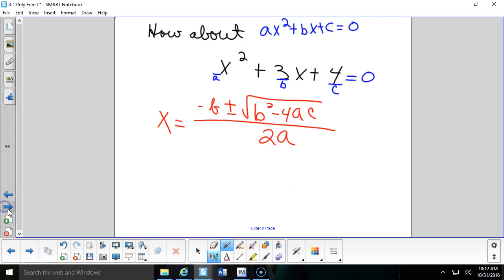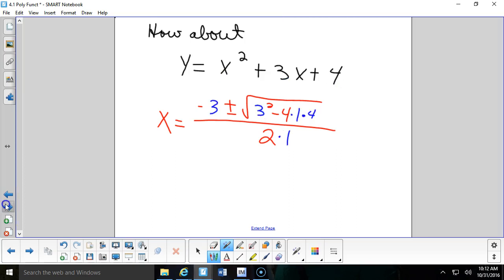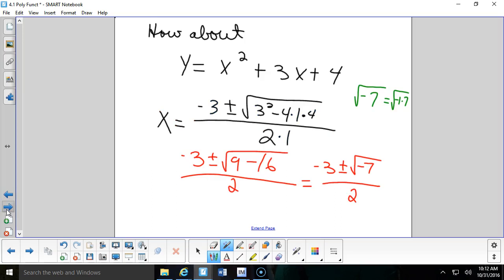So let's plug that into this and see what we get. There's my a, there's my b, there's my c. The opposite of b plus or minus the square root of b squared minus 4 times a times c, all over 2 times a. And what do we notice? Ding, ding, ding. I'm going to get a negative.